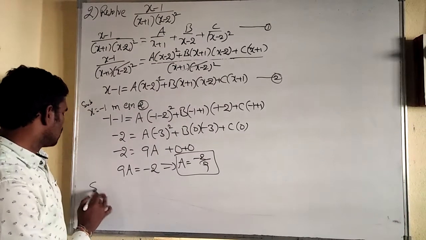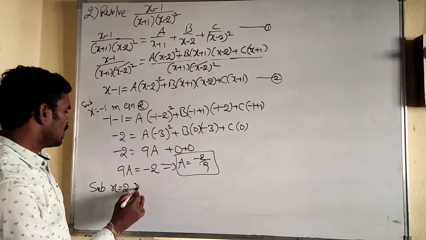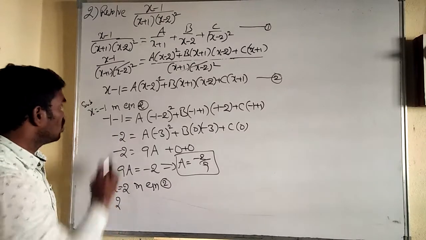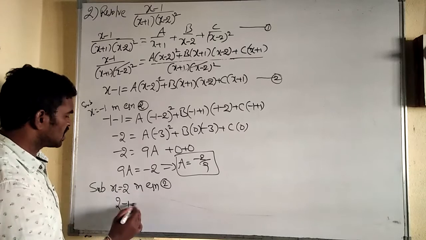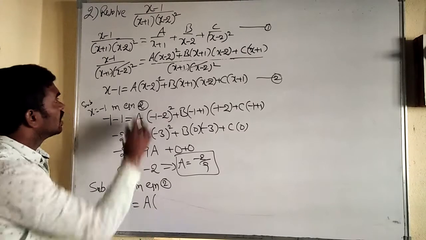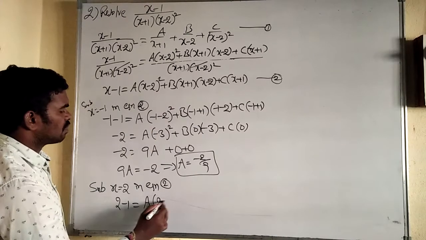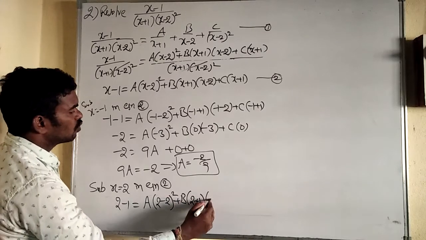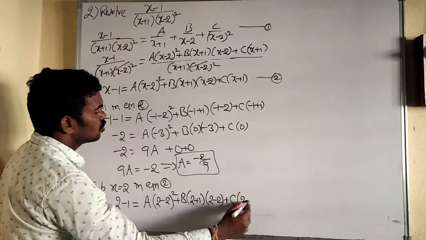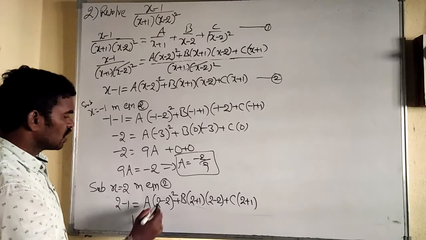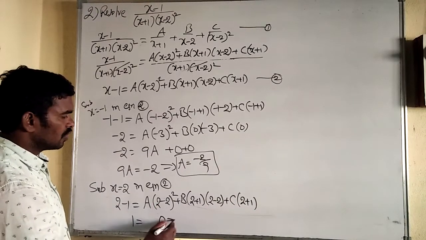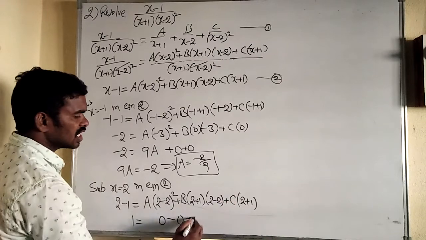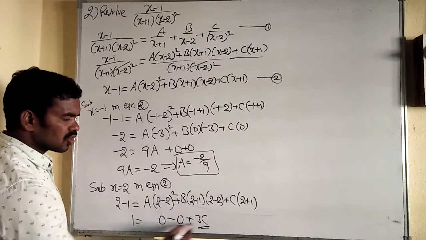Alright, so substitute x = 2 in equation 2. Then 2 − 1 = a(2 − 2)² + b(2 + 1)(2 − 2) + c(2 + 1). Simplify: 2 − 1 is 1, 2 − 2 is 0, so 0 into a is 0, and 2 − 2 is 0, 0 into something is 0, plus c into (2 + 1) is 3c. So finally, these are zeros, and 3c = 1.